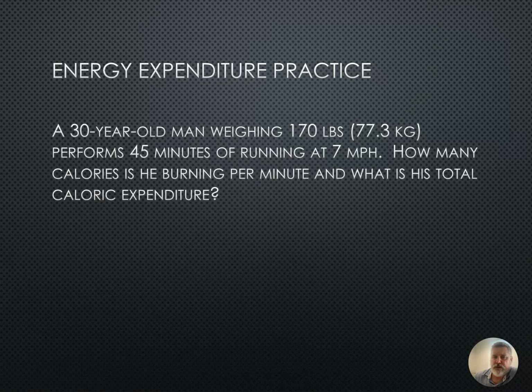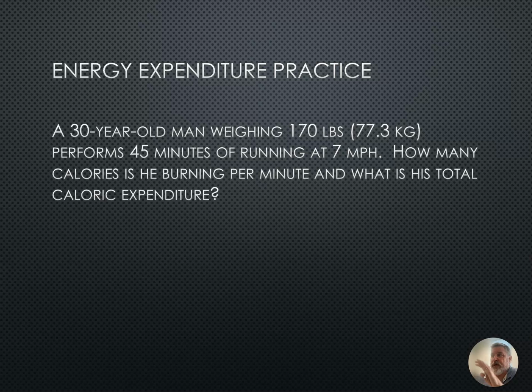So here's the question. A 30-year-old man weighs 170 pounds, which is 77.3 kilograms. He performs 45 minutes of running at a speed of 7 miles per hour. How many calories is he burning per minute, and what is his total calorie expenditure? So remember the formula. Do you have that memorized? You don't need to convert to kilograms. I've already done that. Plug in your values.